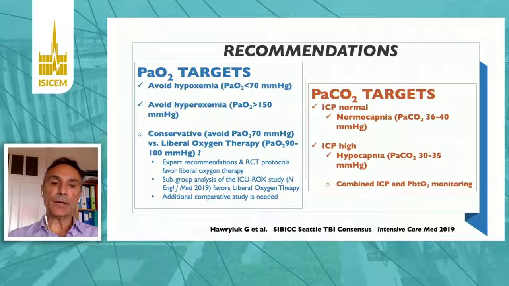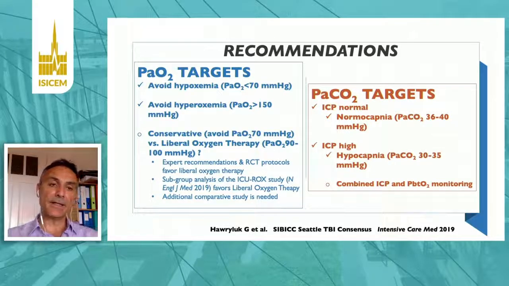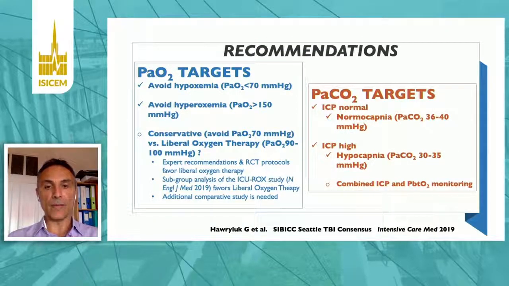So to summarize, this is my final slide. Avoid hypoxemia, avoid hyperoxemia. Maybe we should use a more liberal oxygen therapy in patients with brain injury, but this is not based on firm evidence. And as for PCO2 targets, strict normocapnia, you can use hypocapnia when ICP is high, and potentially combine it with monitoring of blood flow, which can be transcranial Doppler or brain tissue oxygen monitoring.